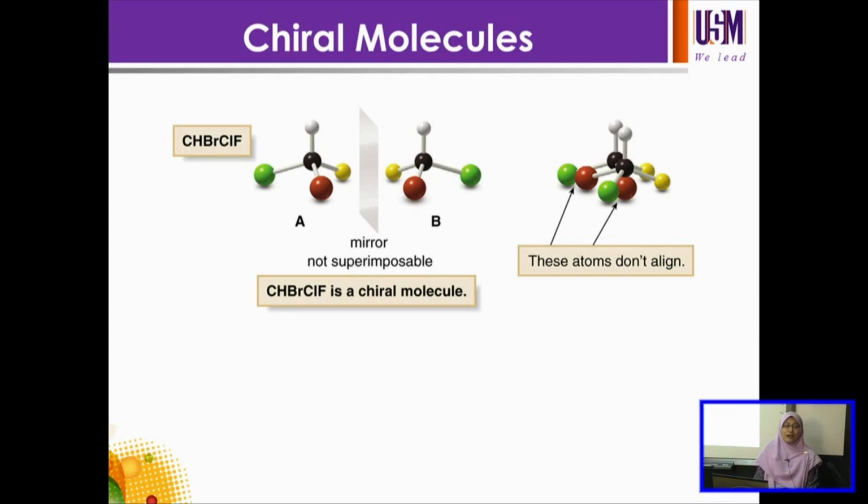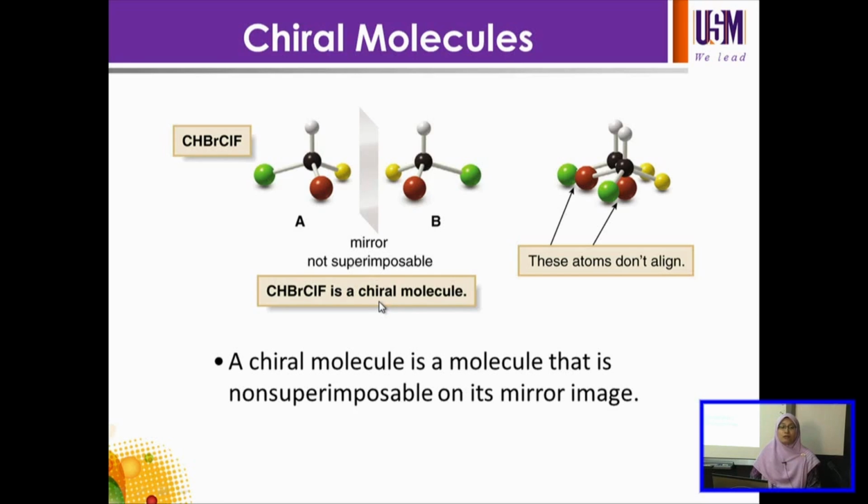So here we have a chiral molecule, which is bromochlorofluoromethane. It is attached to 4 different groups, which are bromine, chlorine, fluorine, and also hydrogen. When we place molecule A in front of a mirror, we will obtain molecule B. A and B are not aligned together. They are not identical. They are different molecules and they are non-superimposable. So we can say that bromochlorofluoromethane is a chiral molecule.